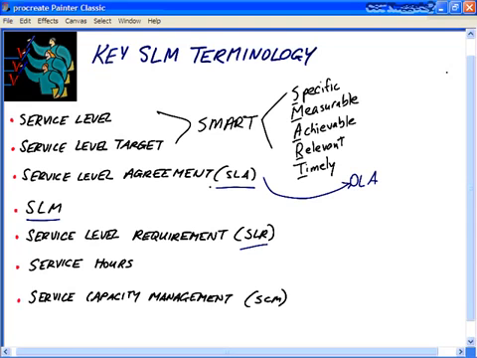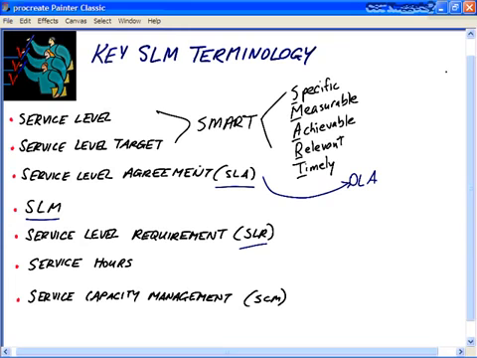Is the CPE device or devices going to be located at the customer premises side, or are you going to have the CPE devices at the service provider? That would be a good example of a service level requirement.